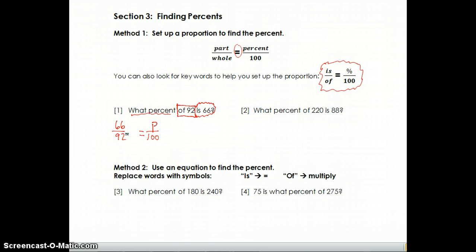So at this point, all we've done is take this word problem and write it as a proportion using these key items. We solve this proportion like we would solve any other proportion, using cross products. We do P times 92, or 92P. We bring down our equal sign, and we do 66 times 100, which is 6,600. Now we have an equation.